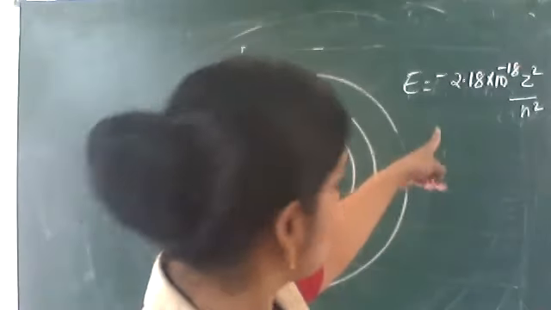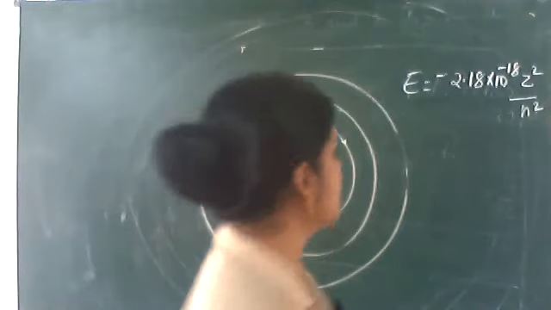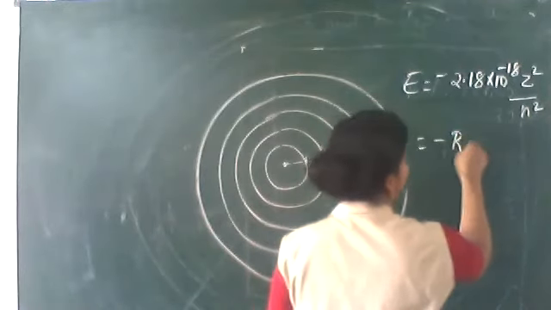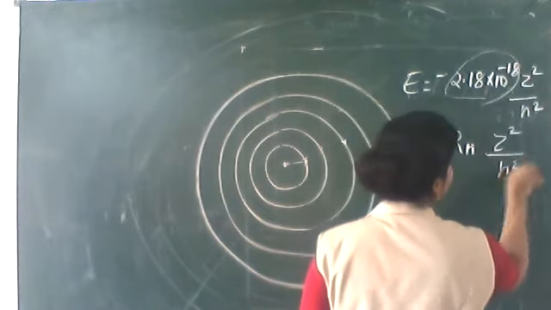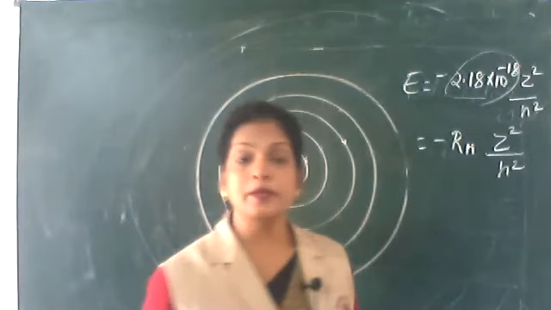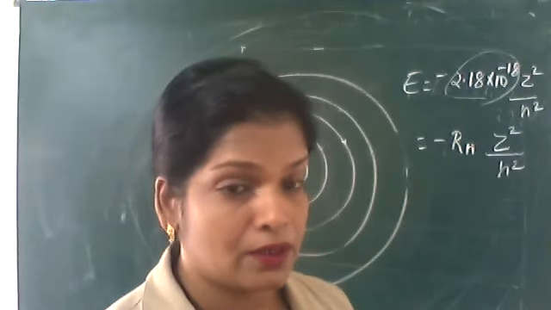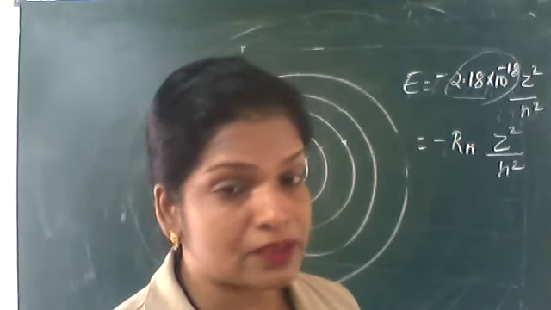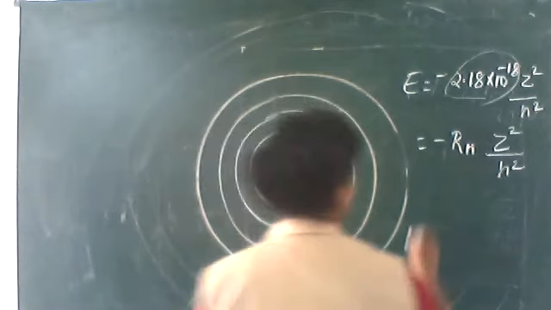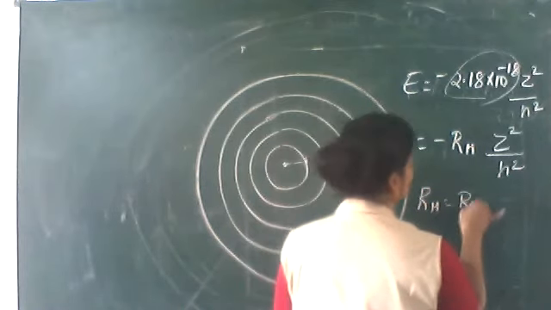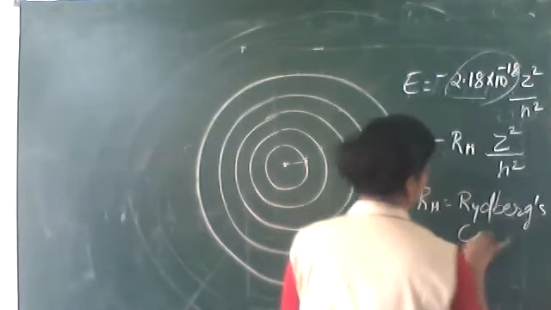Energy, that is minus 2.18 into 10 to the power minus 18, is called RH. So I can write it as minus RH Z square upon n square. RH is called the Rydberg's constant in terms of joules. In terms of centimeter inverse, there is another value that we will see. Okay, RH is the Rydberg's constant.